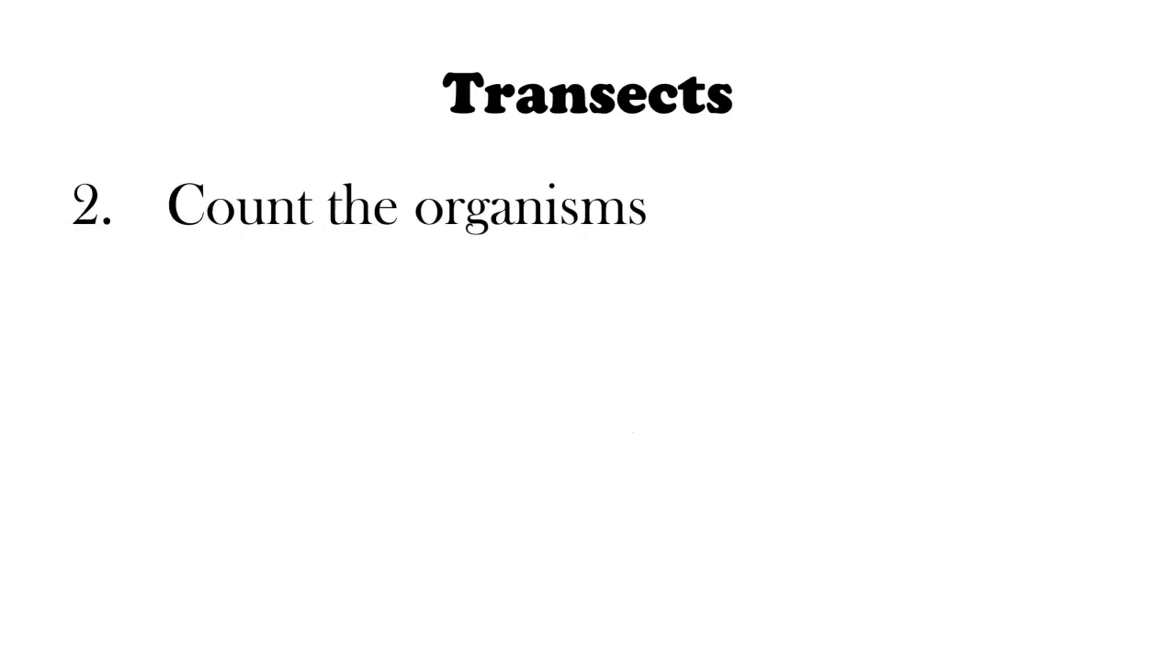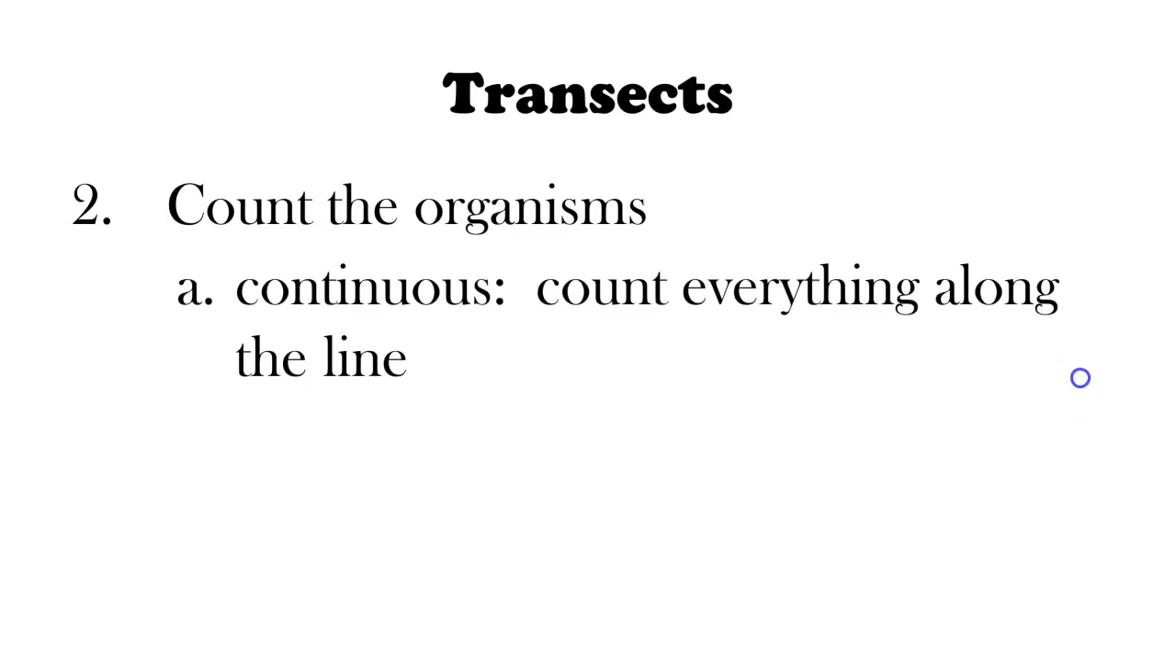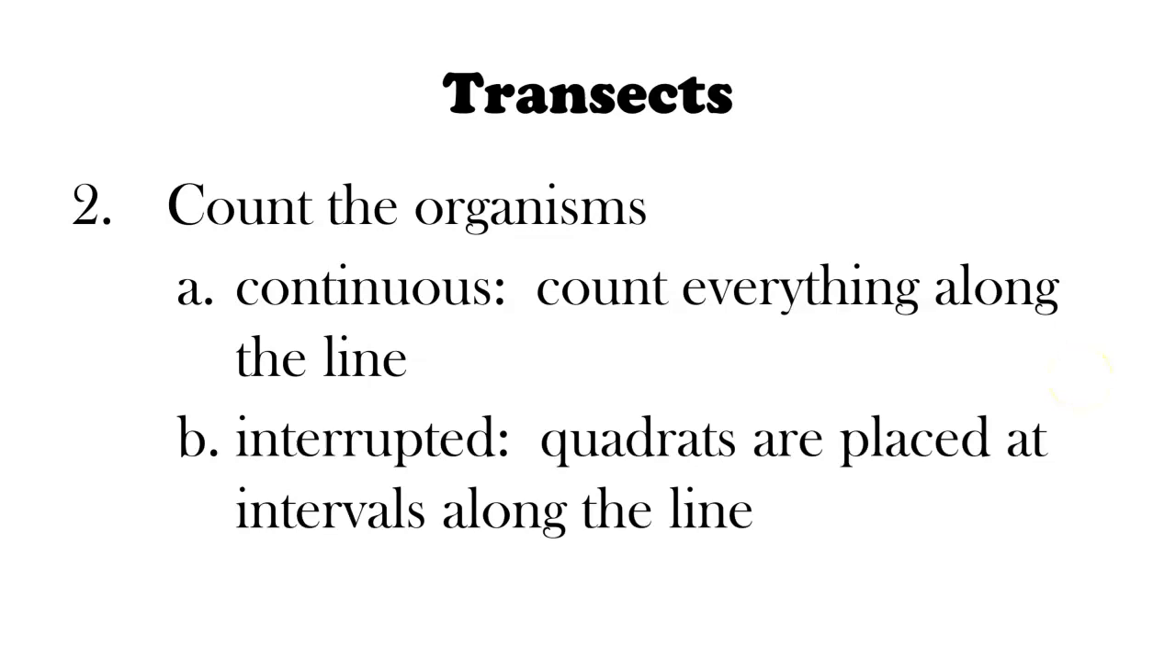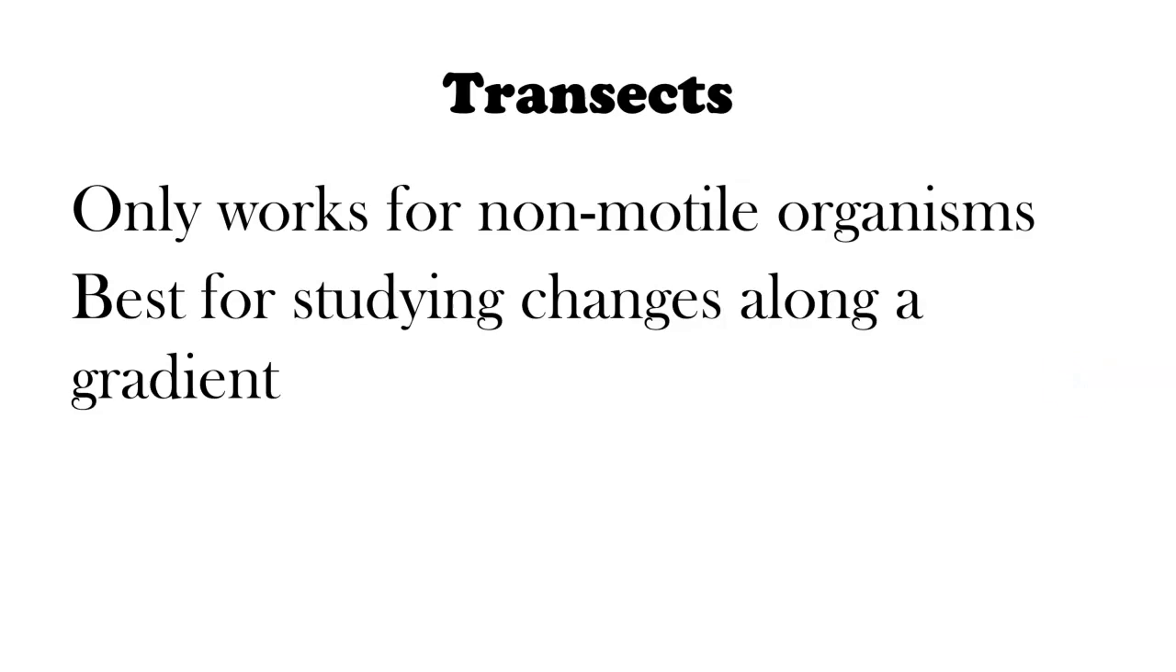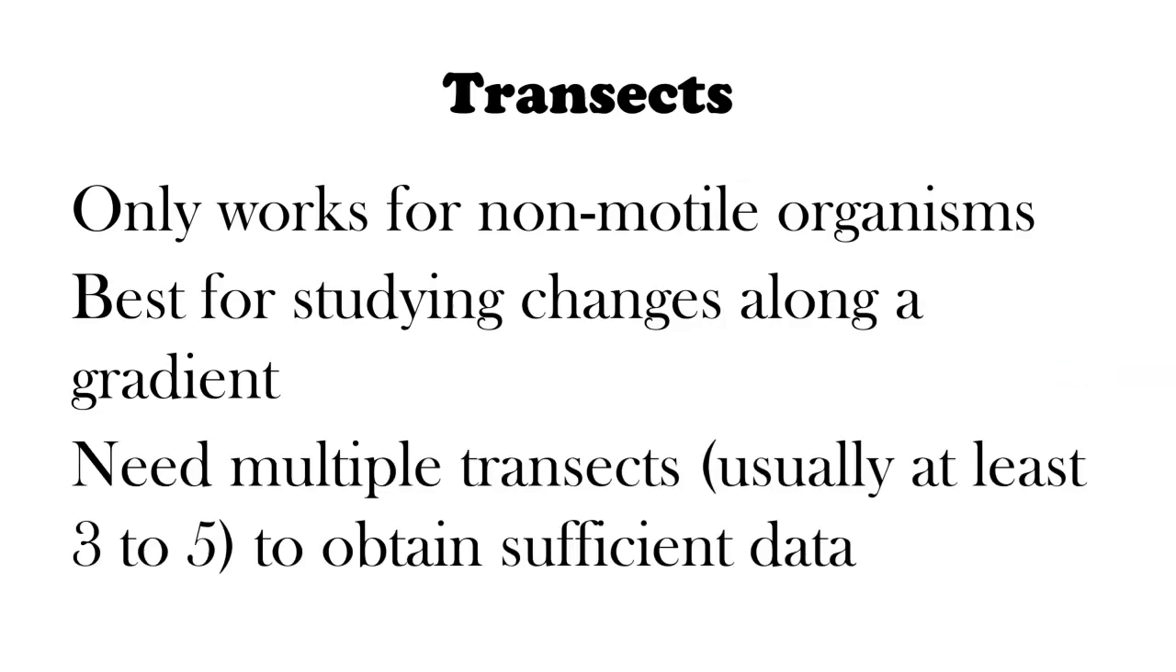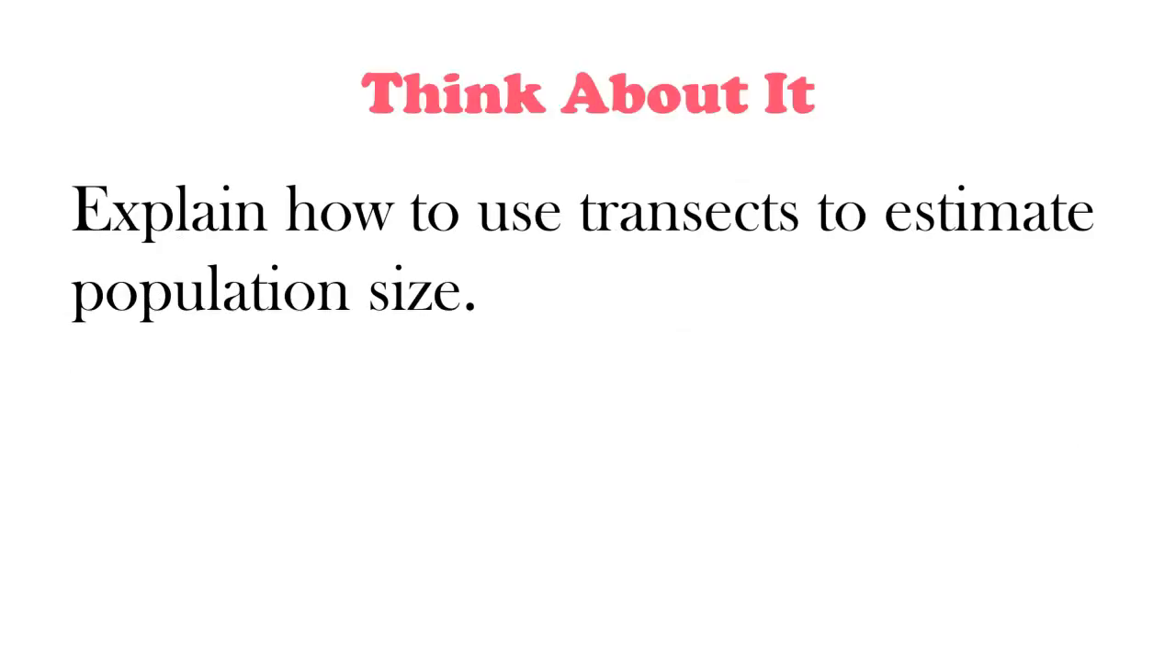And once your transect is laid out, the next step is to simply count the organisms. Now, there's two methods for this. There's continuous, where you simply count everything along the line. Then you have the interrupted method, where you place quadrats at set intervals along the line. Again, there are some limitations. For example, it only works for non-motile organisms, so non-moving things. I've done transects where we measured plants. These are best for studying changes along a gradient, and you may need multiple transects, usually about 3 to 5, to obtain sufficient data.